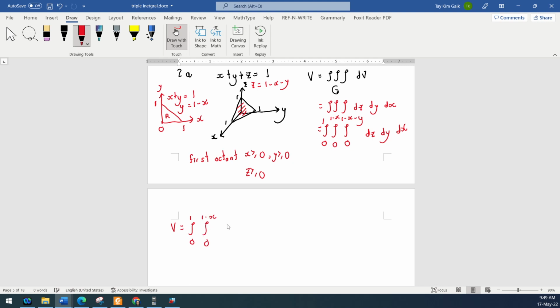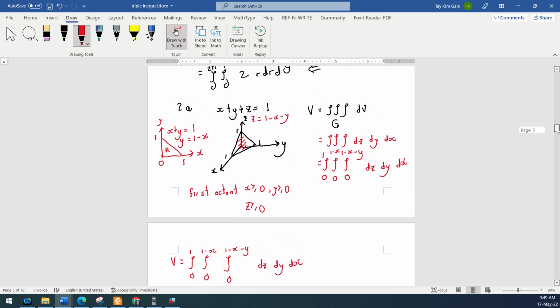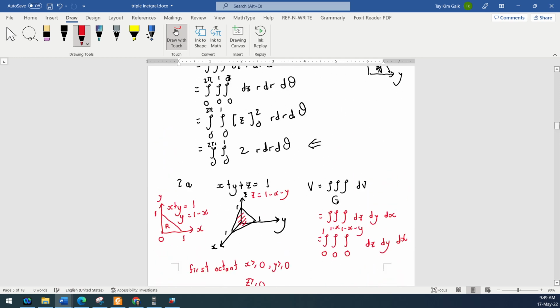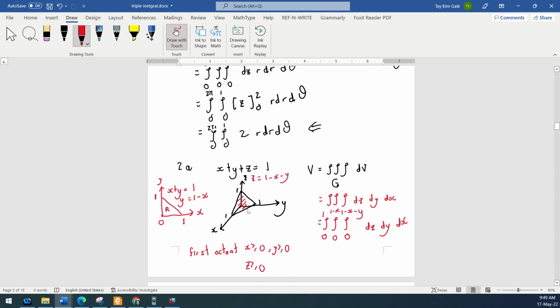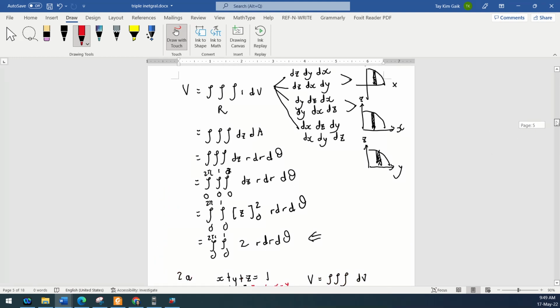Any questions here on how to set up the limits? We fixed using the first one. You can try the other 5 orientations using the same technique. Because for this tetrahedron, I can view it parallel with respect to the z-axis, also parallel with respect to the y-axis, or parallel with respect to the x-axis. So using all these 6 orientations should give you the same answer. I just show you the first one. Any questions here?